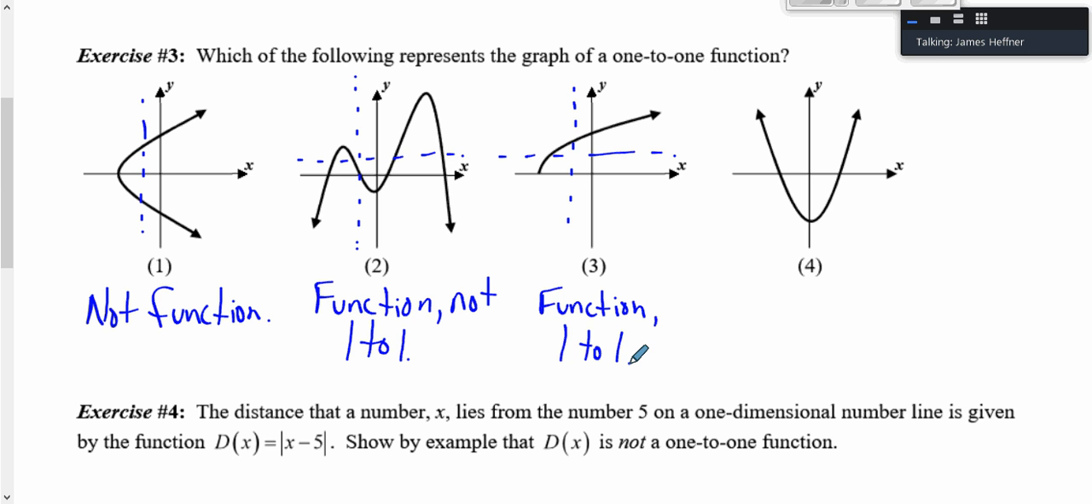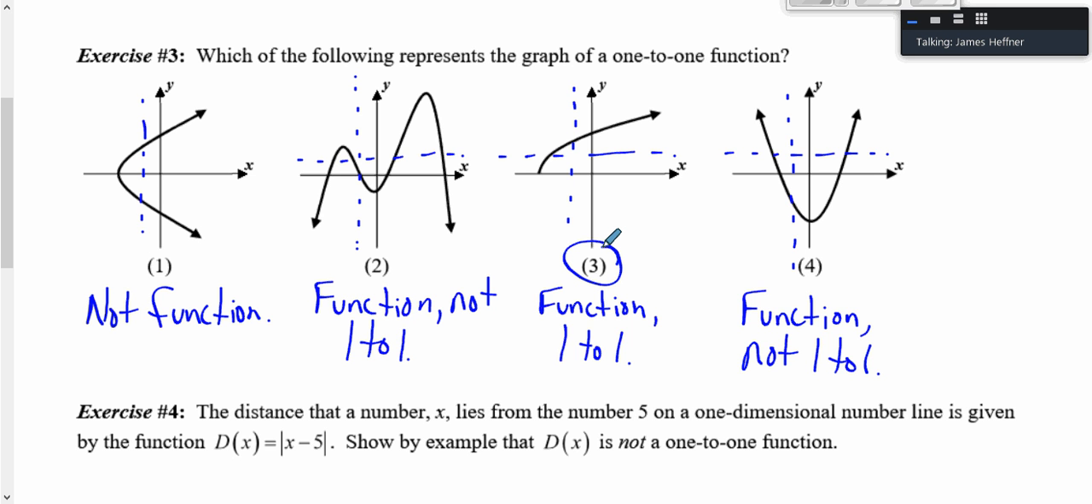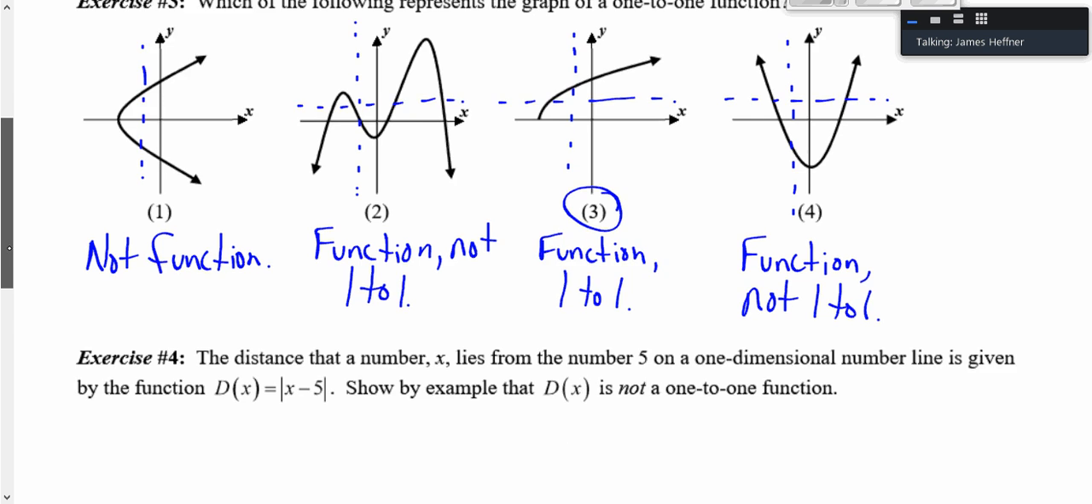How about number four? Is it a function? Yes. Is it one-to-one? No. Not one-to-one. Okay? So our answer is graph 3. Always check to see if it's a function first, and then if it is, you can see if it's one-to-one. All right, let's go down to number 4.